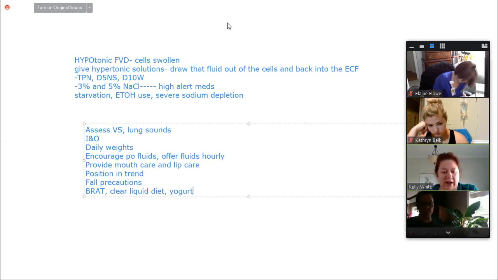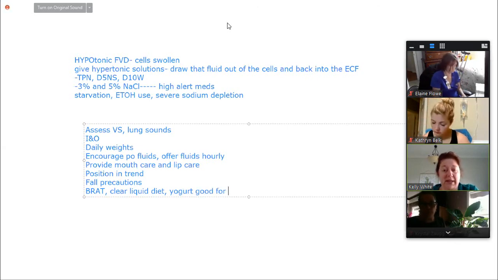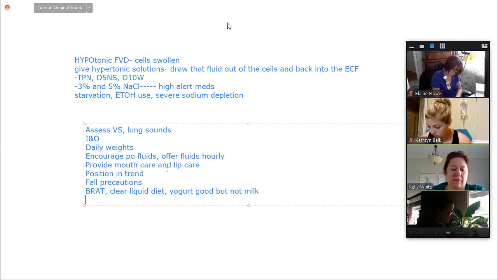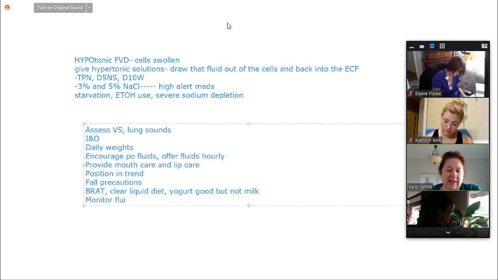I've read somewhere that actually yogurt is good for them, but not milk. Yogurt is good. So that will help get something in them. And just really monitor for fluid overload. That's going to be listening to their lungs and looking at their extremities, their lower legs.